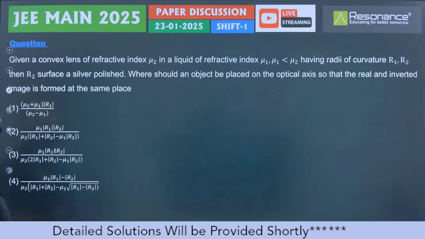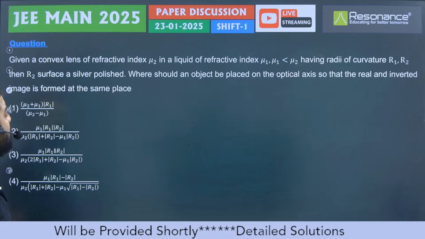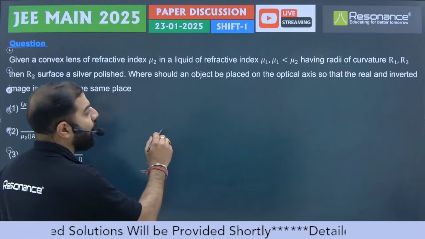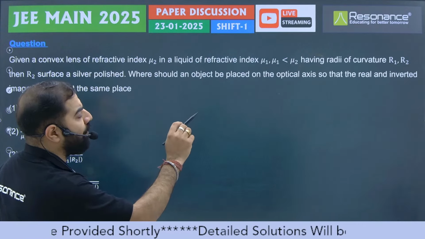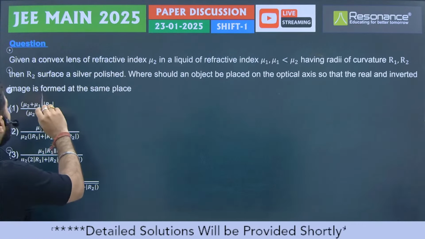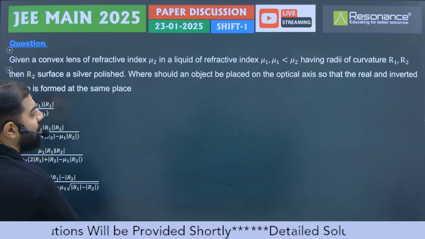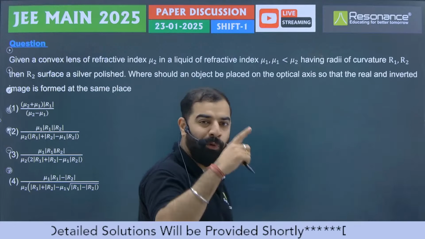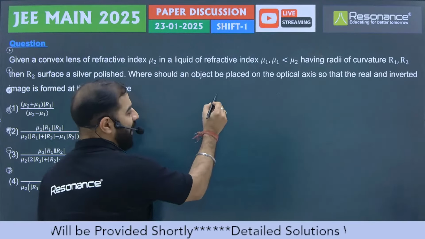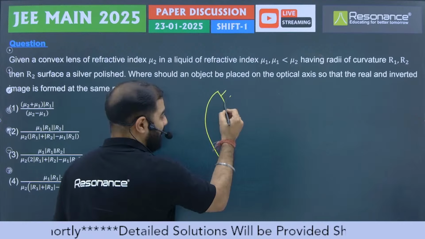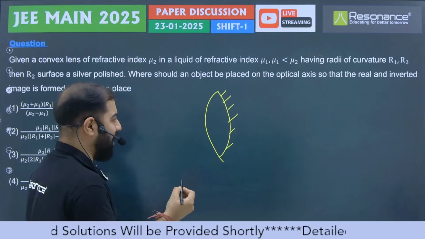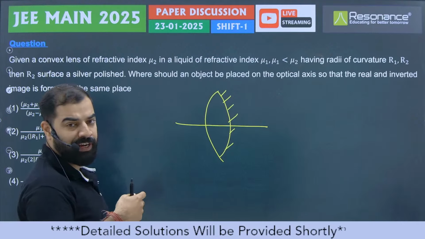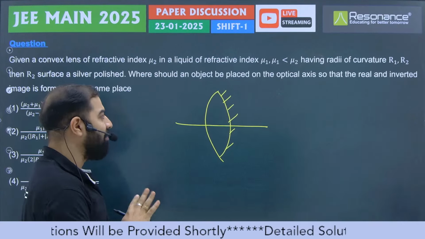Given a convex lens of refractive index mu2 in a liquid of refractive index mu1, having radii of curvature R1 and R2, then the R2 surface is silvered. Exactly the same type of question came yesterday in both shift 1 and 2. Silvering of a lens might be a very important topic, I guess. A question like this is very important because in the last two shifts, yesterday 22nd January, both shifts had this silvering of lens question.